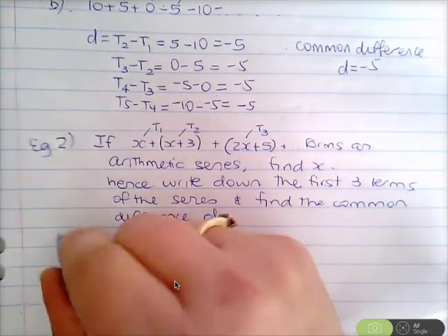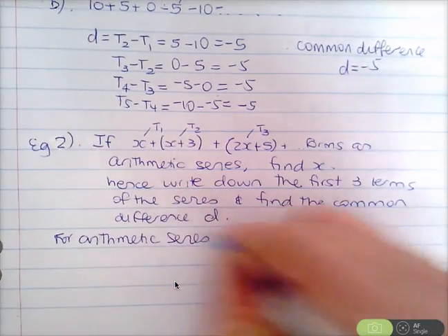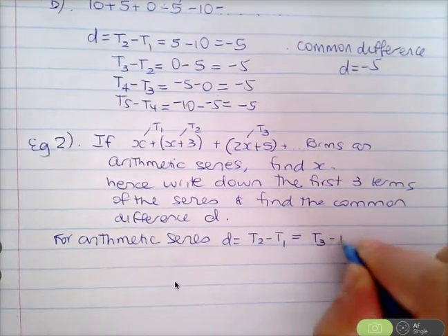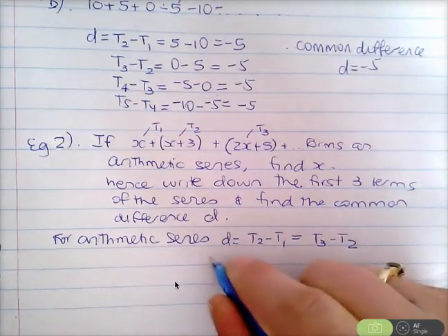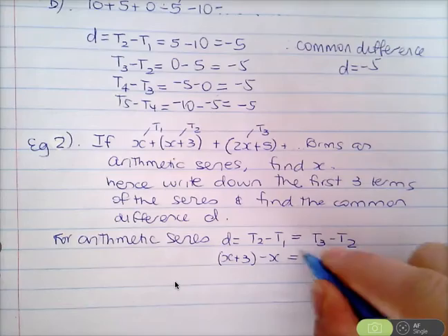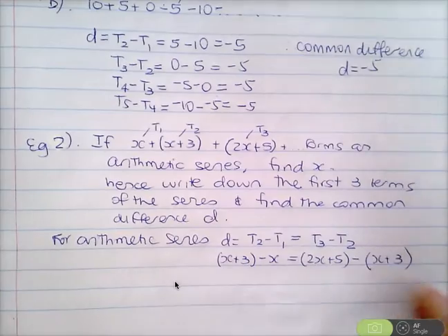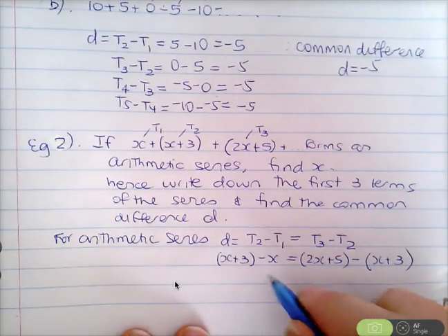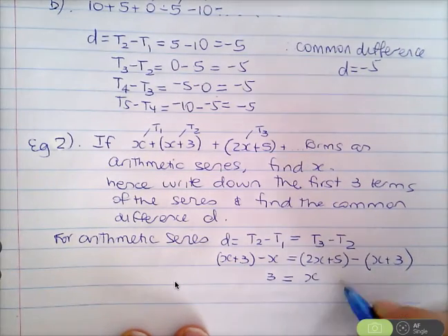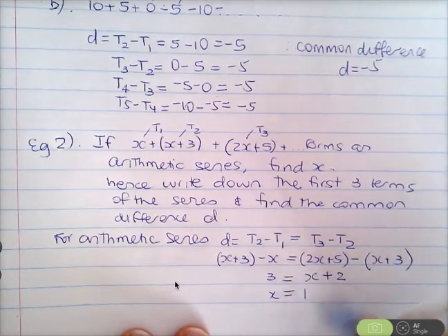Now we know for an arithmetic series that D is equal to T2 minus T1, which equals T3 minus T2. So we're going to do T2 minus T1. That's x plus 3 minus x is equal to T3 minus T2, which is 2x plus 5 take away x plus 3. And now we solve for x. We've got x plus 3 minus x, which is just 3 there. And we've got 2x minus x is x, and 5 minus 3 is plus 2. And so therefore x is equal to 1.